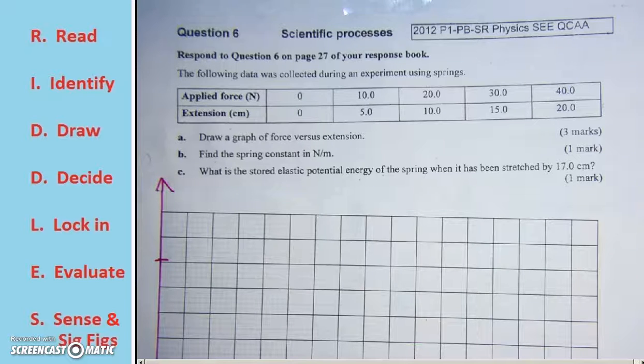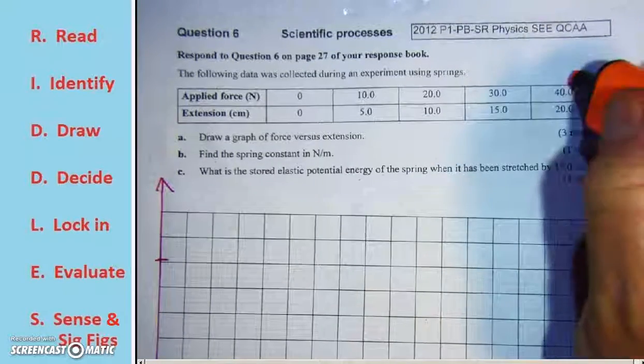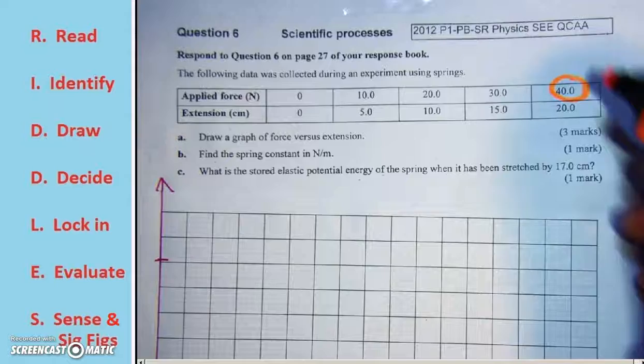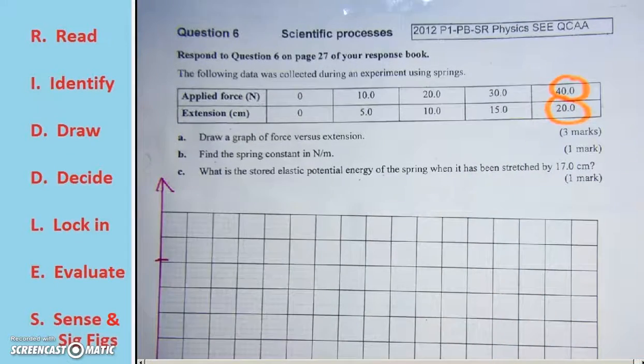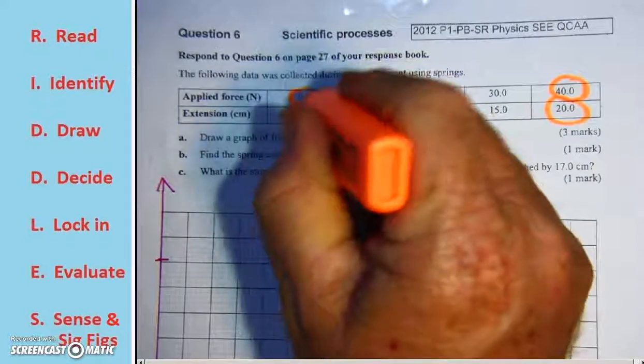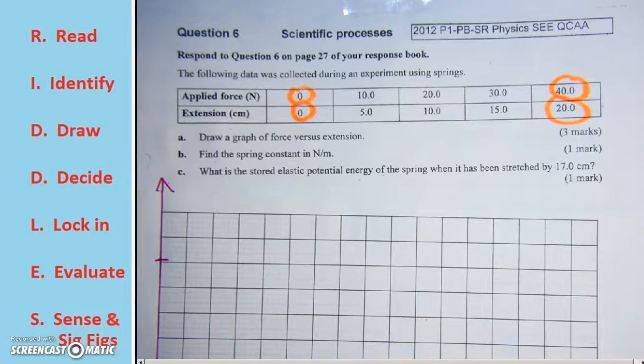Looking at this with the graph paper, the important part to notice is the maximum force of 40 and the maximum extension of 20 centimeters. So when we draw our graph, we need to go from our minimum to our maximum. We need to go from 0 to 40 on our vertical axis, which is our force axis. On our horizontal axis, we need to go from 0 to 20.